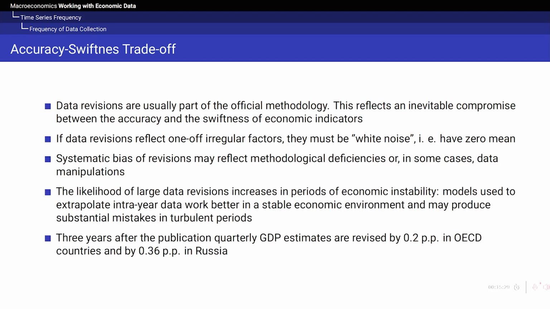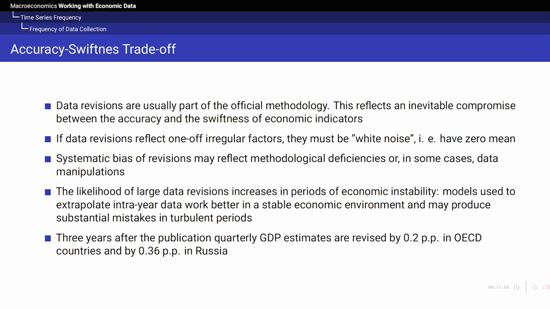The presence of revisions does not necessarily mean that the data is falsified. Such claims usually appear because journalists and even some analysts are unaware that the revisions are actually part of the official published statistical methodology. Of course, on average, the extent of revisions should converge to zero. If initial estimates are systematically biased upwards or downwards, this might reflect a methodological deficiency. Obviously, larger revisions can be expected in times of economic turbulence.